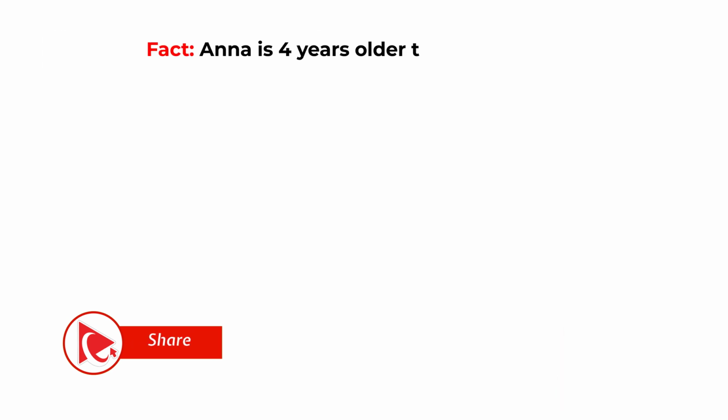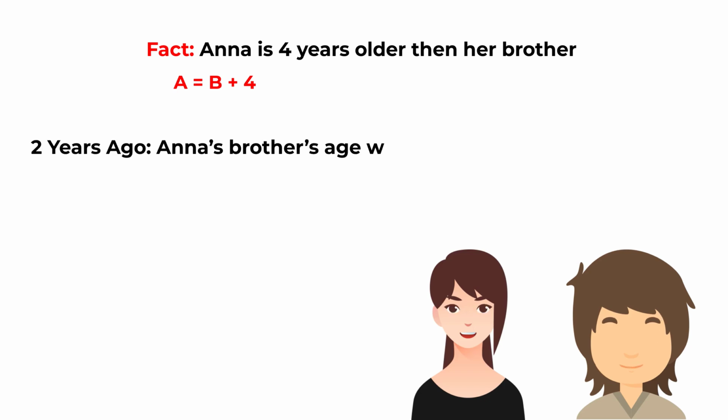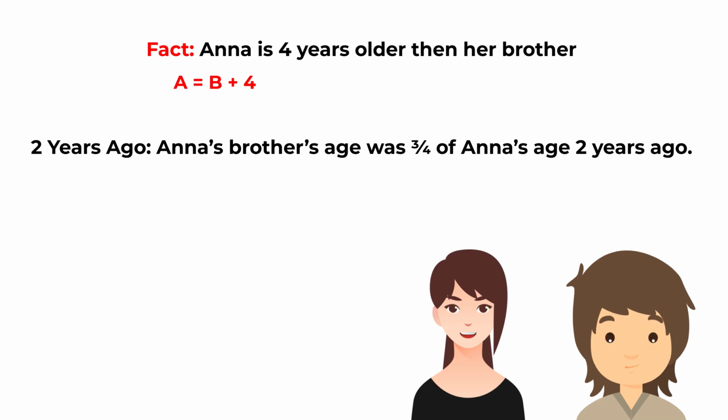In this problem, we're dealing with one fact. Anna is 4 years older than her brother, and this fact never changes. So we can build the formula: Anna's age equals her brother's age plus 4. We are also dealing with age-specific differences at a moment in time. For example, we've learned that Anna's brother's age was 3/4 of Anna's age 2 years ago. So let's do calculations for 2 years ago. Brother's age equals 3/4 of Anna's age.